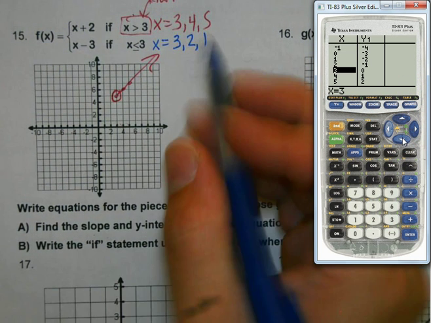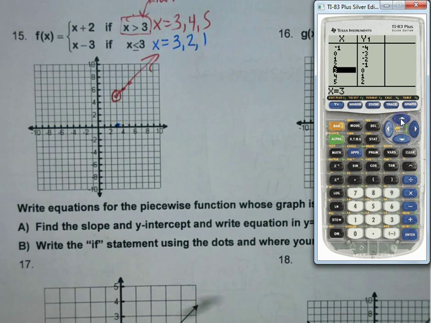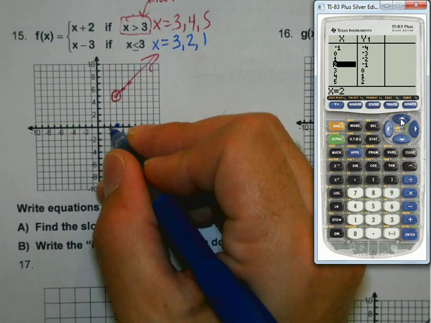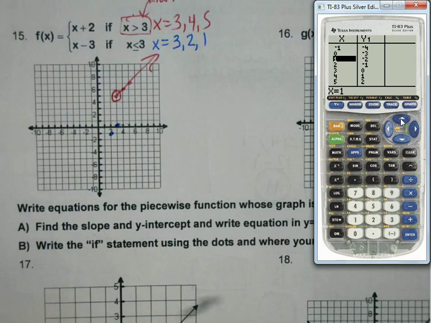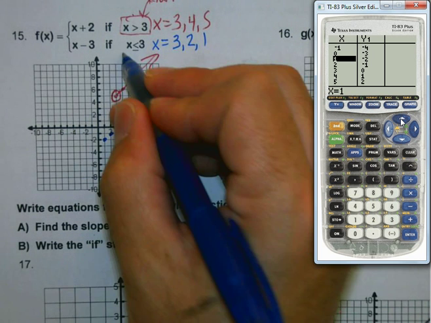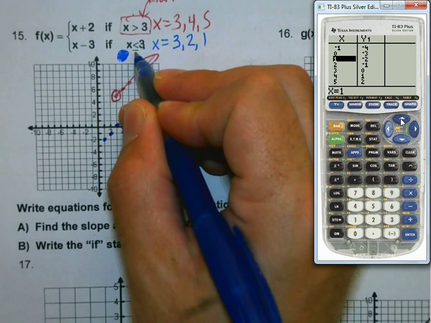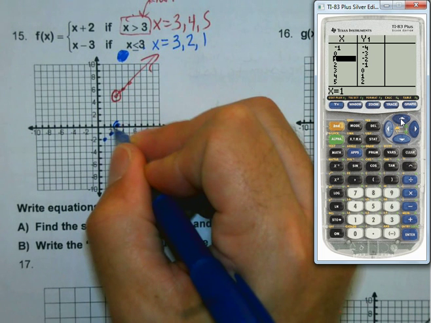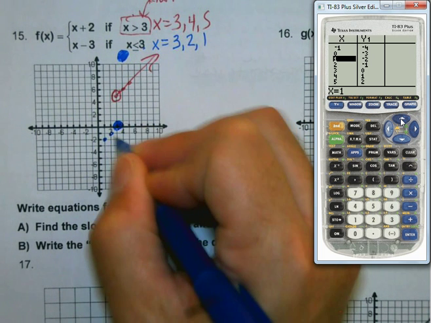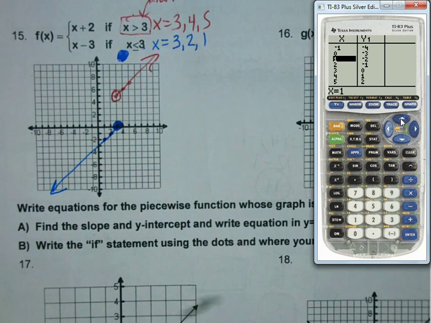So I'm at 3, 0. Oops, wrong way. 2, negative 1. 1, negative 2. Close dot at 3 because it's "or equal to," because it has the line underneath. Bless everybody. And draw my line.